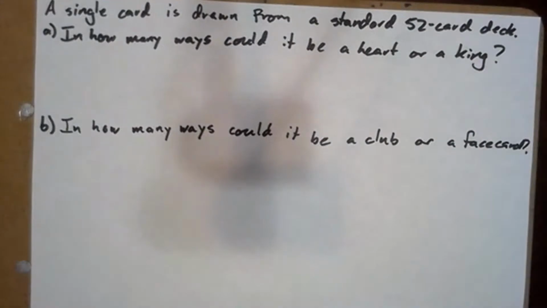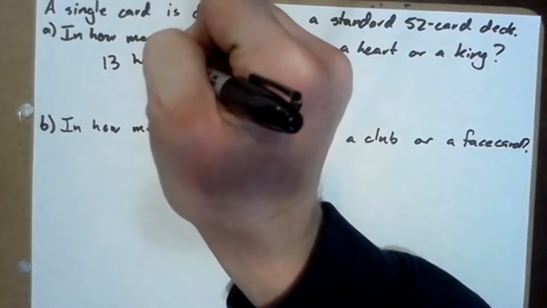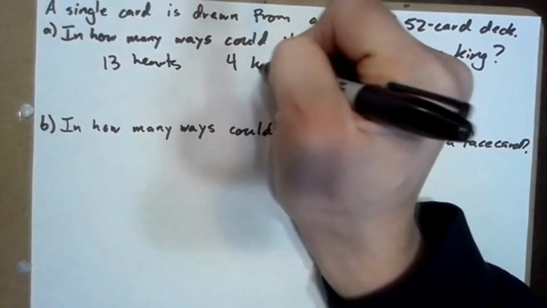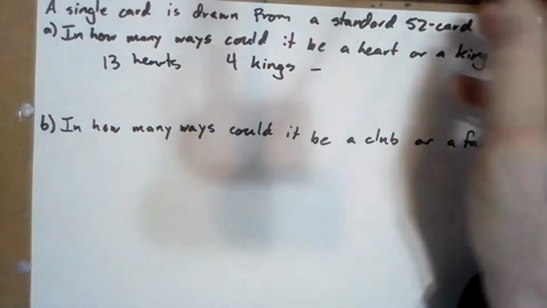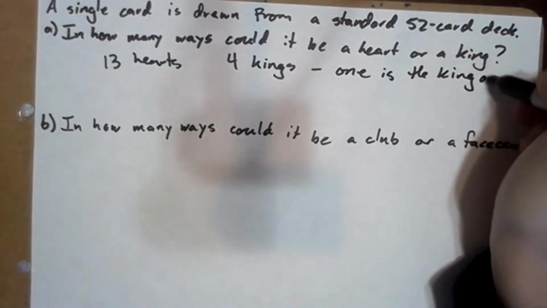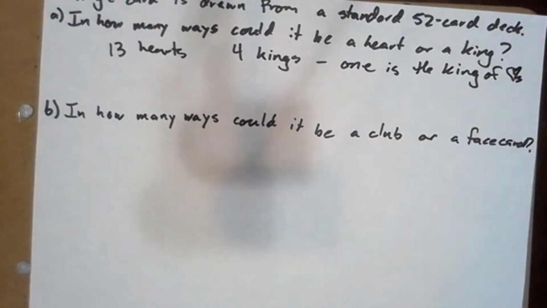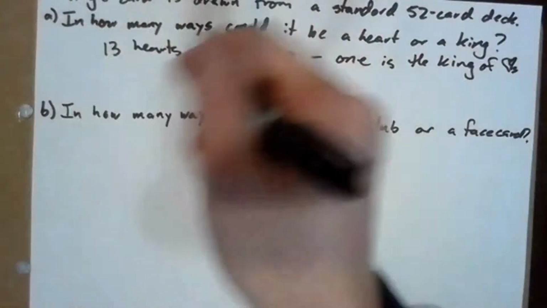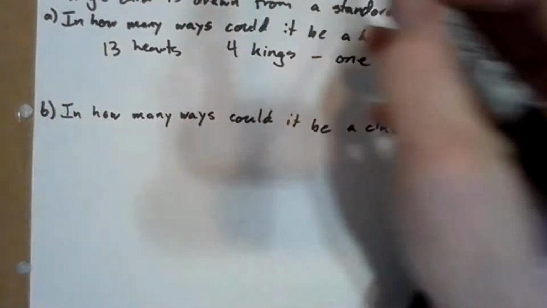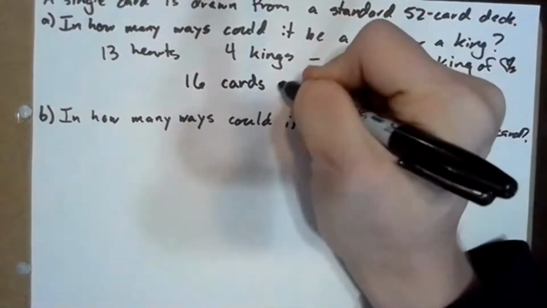A single card is drawn from a standard 52-card deck. In how many ways could it be a heart or a king? Okay, well, there are 13 hearts. There are 4 kings. But 1 is the king of hearts, which means we add these 2 numbers together and we subtract 1. We get 16 cards that are hearts or kings.